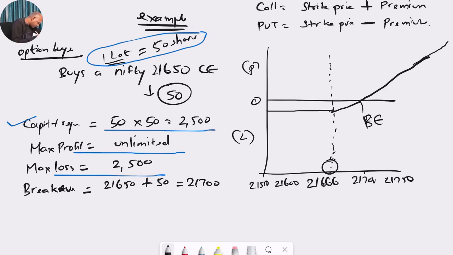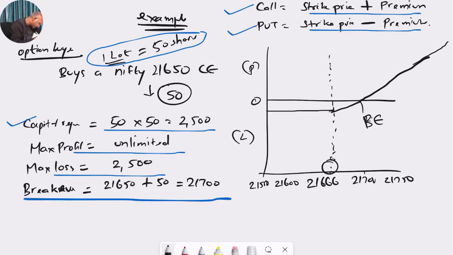Now, what is the break even? The formula to calculate the break even, please note down. For a call option, it is always strike price plus premium. For a put option, it is always strike price minus premium. That's very important. In our case, the strike price is 21,650 plus the premium paid of 50 rupees. So the break even will be 21,700, which means the graph will be plotted like this.